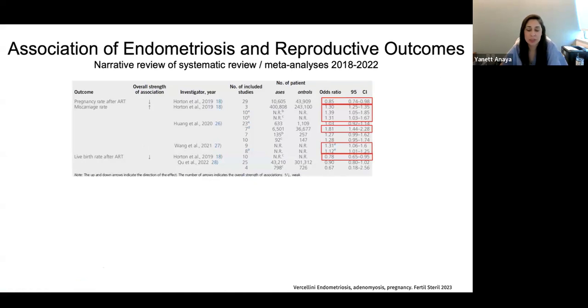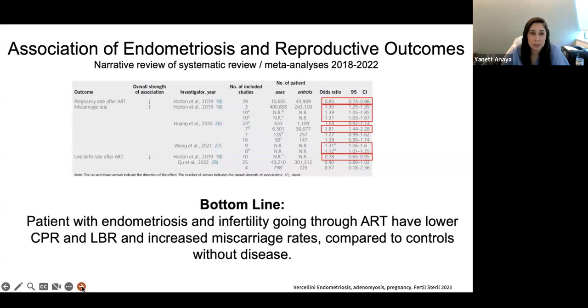In this particular narrative review of multiple studies, as you can see down below here, the live birth rate is also slightly lower. However, I will also say that in other studies, we do see that the pregnancy rates and the live birth rates can be pretty comparable in patients with endometriosis compared to patients without endometriosis after IVF.